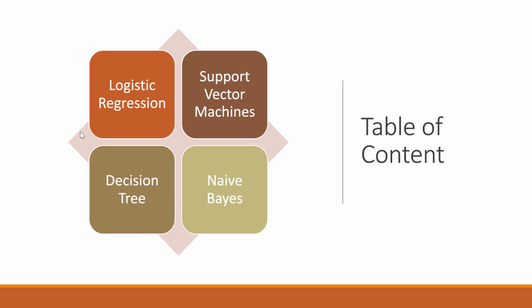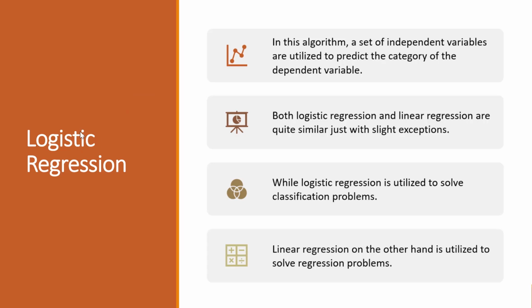Some of the well-known classification techniques are listed on the screen, where first is logistic regression, second is support vector machines, third is decision tree, and in the last there is naive Bayes classifier. So let's jump to the very first topic and discuss what is logistic regression. Now logistic regression is a well-known machine learning algorithm that comes under the category of supervised learning. In this, independent variables are utilized to predict the category of the dependent variable.